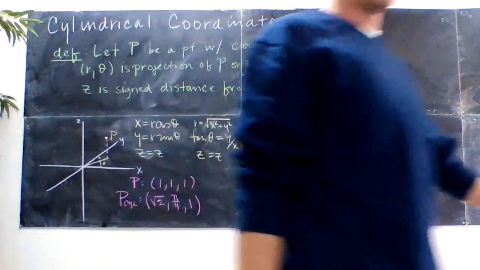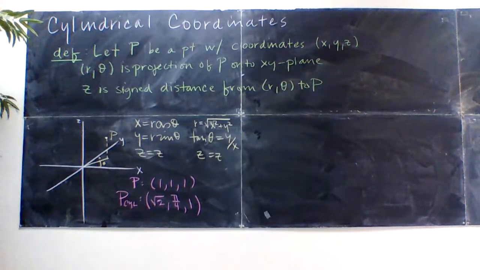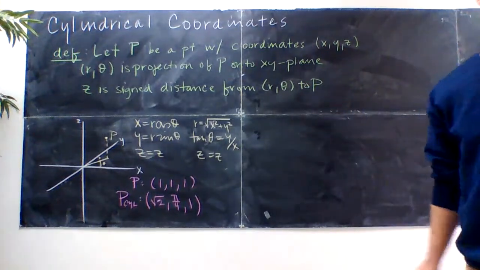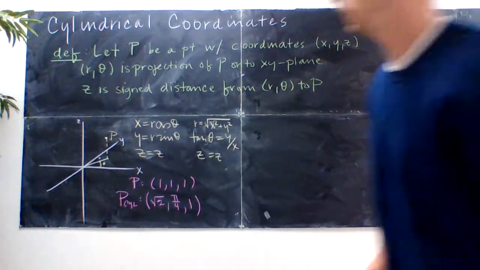But what if I chose a different point Q and gave it to you in cylindrical coordinates, and how do we get them back in rectangular? So maybe I'll draw over here a point Q.